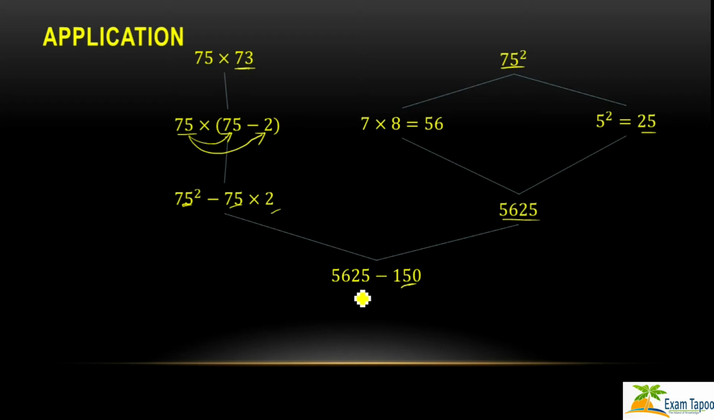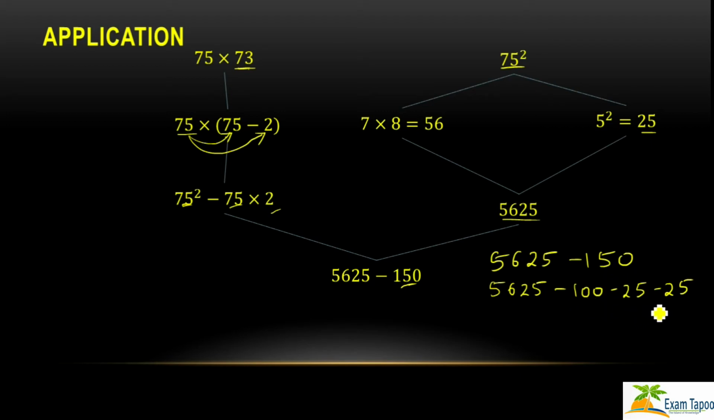So how will you subtract 150? First this is 5625 and you have to subtract 150. Mentally, you subtract it in this way. Instead of 150, I can imagine it as minus 100, minus 25, and again minus 25. I have divided this 150 into 3 parts, so now the calculation will become easy. I have to subtract 100 from 5625, it will definitely give you 5525.